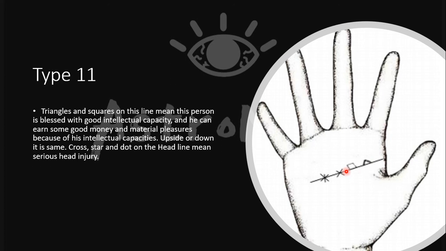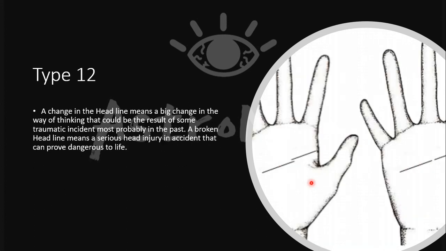So those kinds of mental pleasure the person might get are due to their intellectual capacities. And apart from that, a dot in the headline means a serious injury. Suppose there is a dot like the red dot I have on this line. If it is there, then there will be serious injury to them. A cross or a star also means the same. These are not good signs if found on this headline.